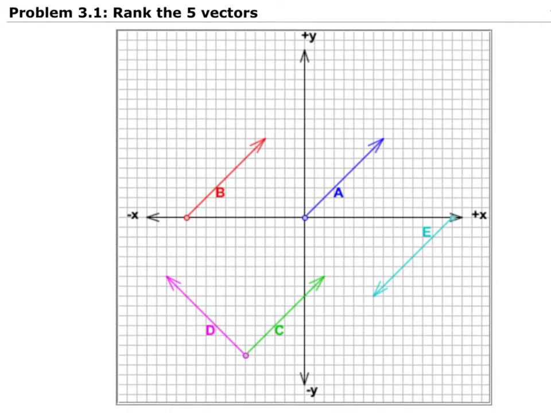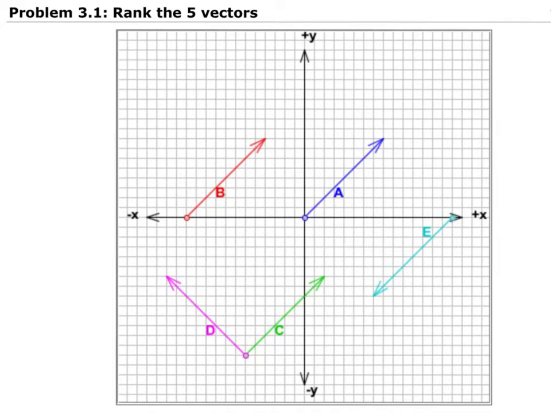Lab 3, question 1. So you see 5 different vectors labeled A through E in different colors. And we're going to label these vectors, or we're going to state what they are in 2 formats. So one format is to give the components of the vector in IJK notation, and the other format is to give it as magnitude and direction.